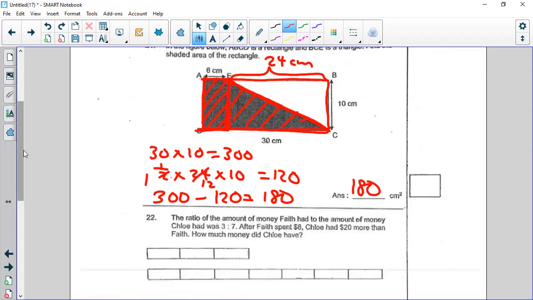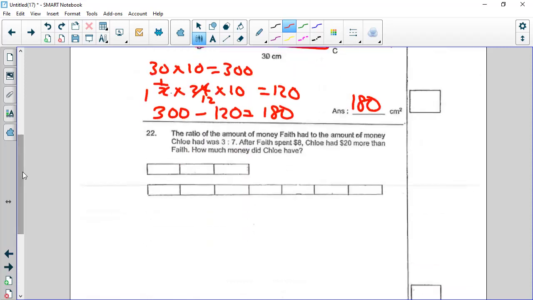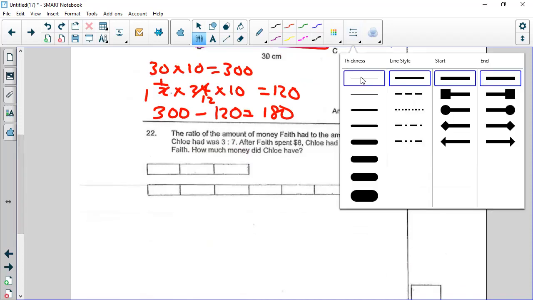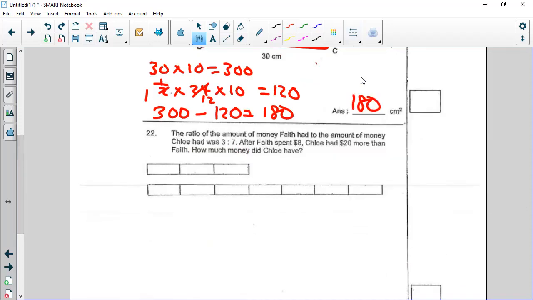All right. Question 22. Okay. This is your model drawing. The student has drawn the model already. So we are not going to use this model. The ratio of the money Faith had to the money Chloe had was 3:7. Okay. Yeah, I think we should use this model. Okay, let's use the model since he drew already. Faith is 3 units and Chloe is 7 units. After Faith spent $8, Chloe had $20 more than Faith.